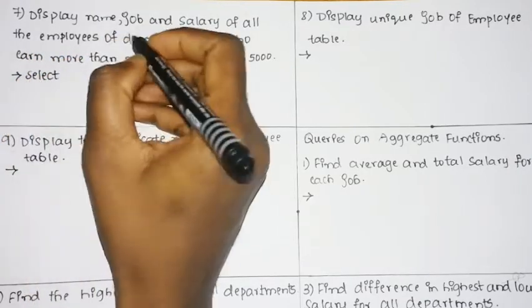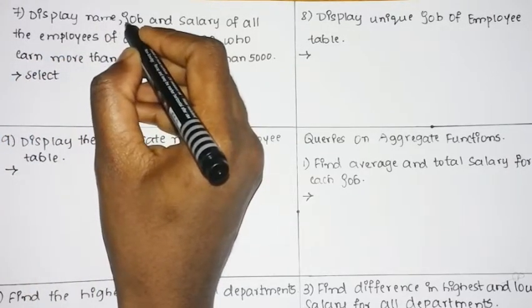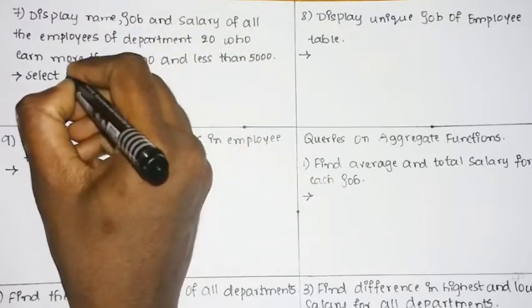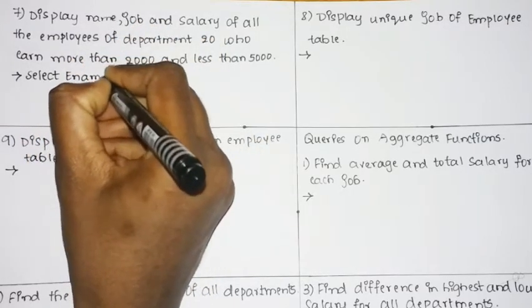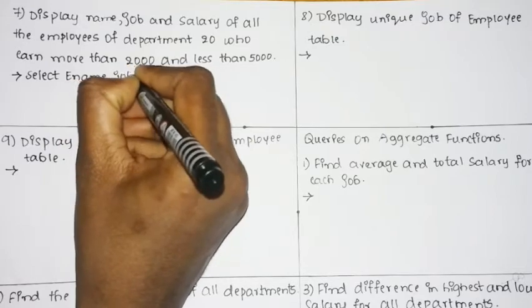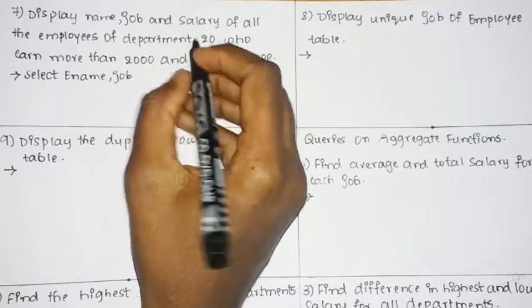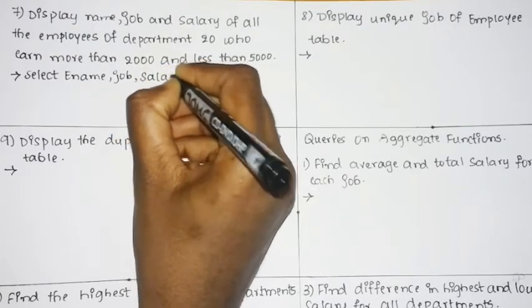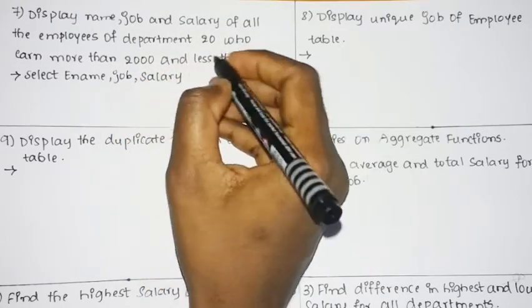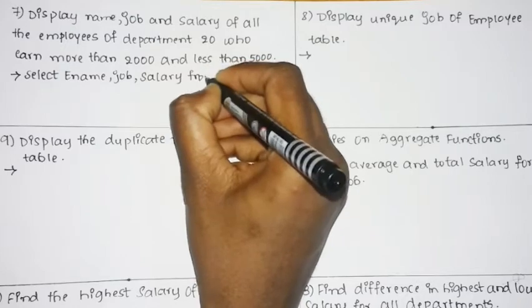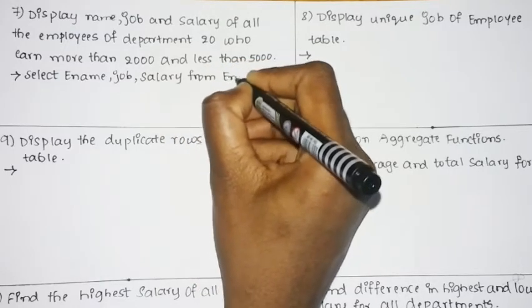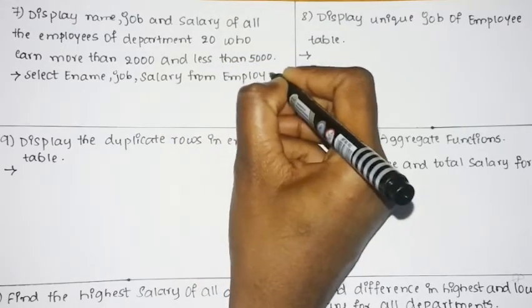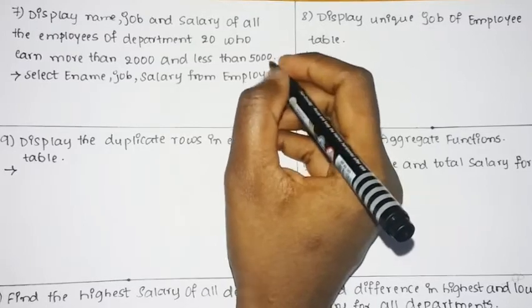Select only you need to display the employee name as well as the job. So select employee name, job, and salary. Salary, you need to display it from the employee table. So salary from employee where.